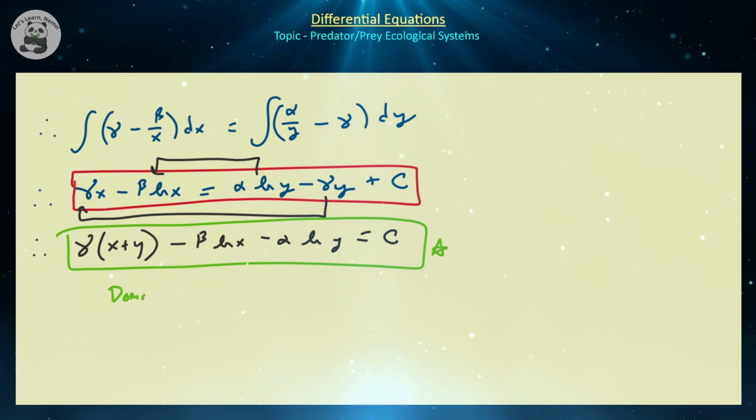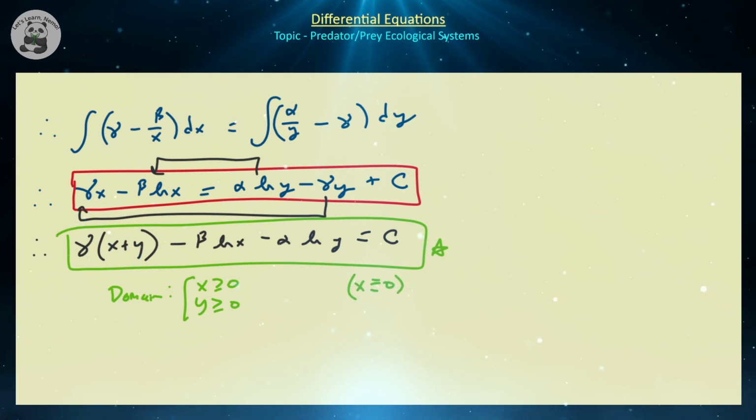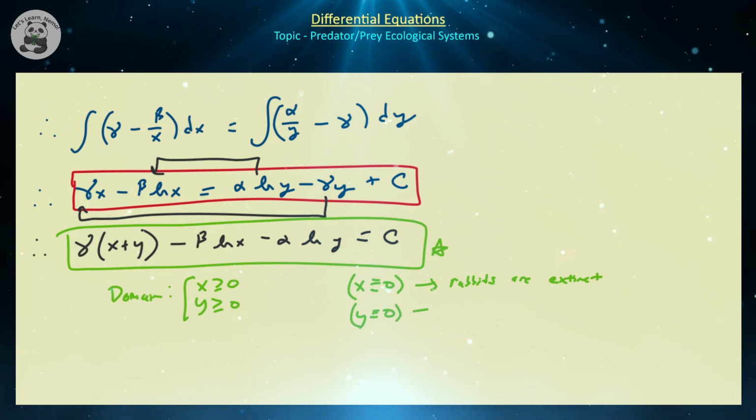And keep in mind, let's define a domain for this. In particular, x and y should both be non-negative. Now, if x and/or y are equal to 0, for example, if x is identically equal to 0, that means our rabbits are extinct. And if y is identically equal to 0, that means our foxes are extinct. And if x and y are both identically equal to 0, and rabbits and foxes are the only species within this ecological system, that means there are no longer any animals whatsoever inside of our system.